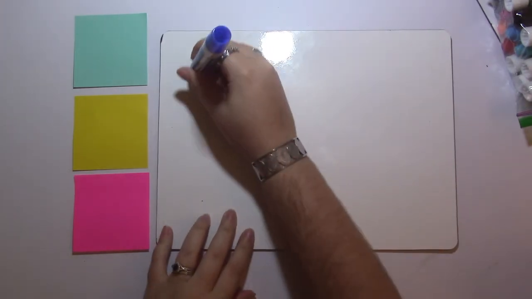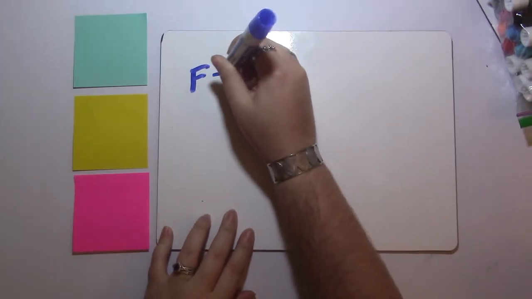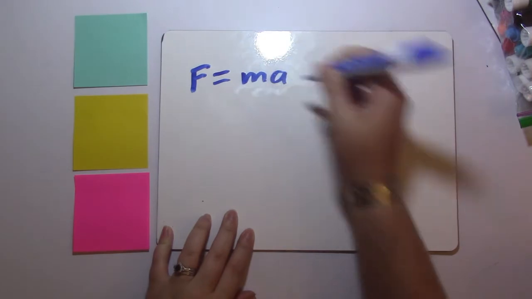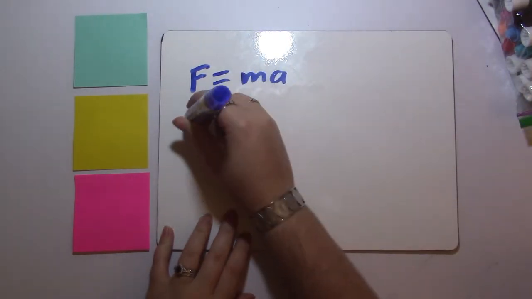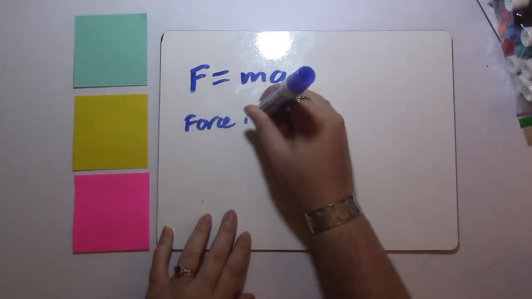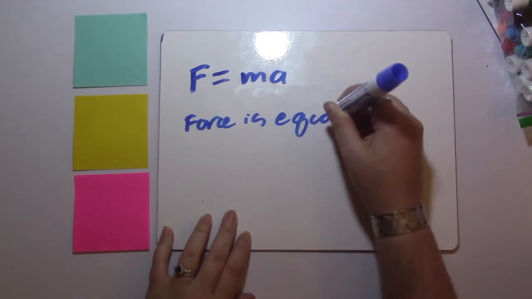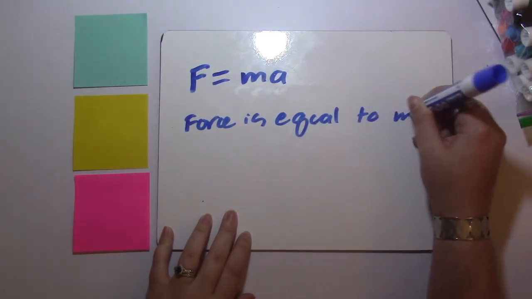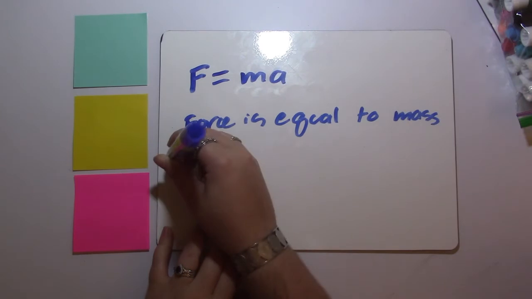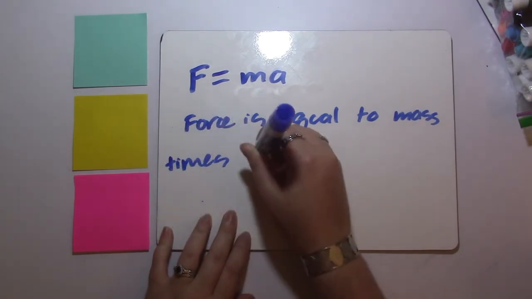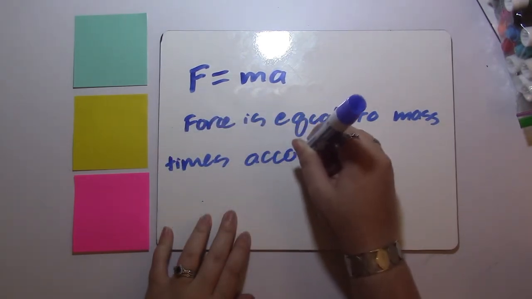Today we're going to be learning about how to use Newton's second law to solve problems related to force, mass, and acceleration. We already know that Newton's second law is F equals ma. This means force is equal to mass times acceleration.